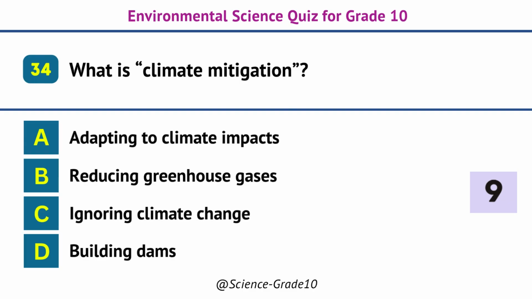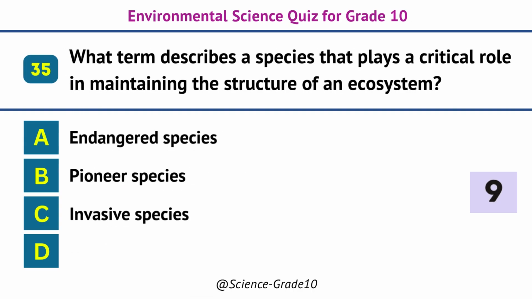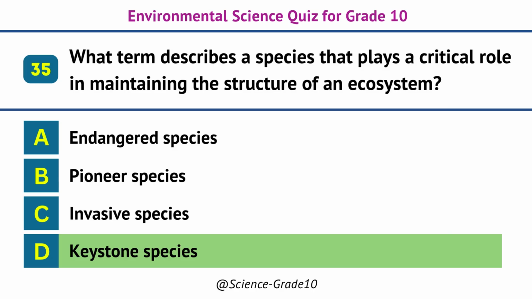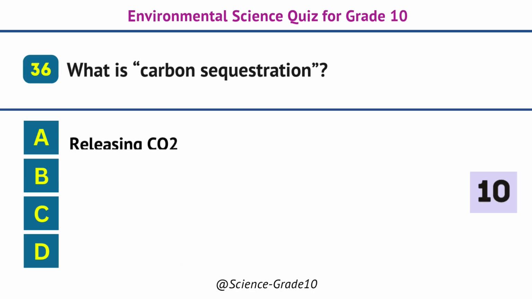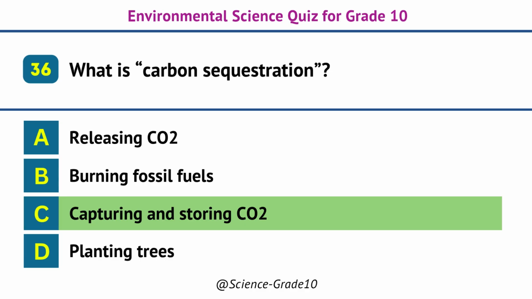What is climate mitigation? Reducing greenhouse gases. What term describes a species that plays a critical role in maintaining the structure of an ecosystem? Keystone species. What is carbon sequestration? Capturing and storing carbon dioxide.